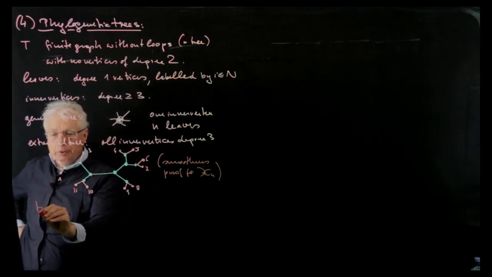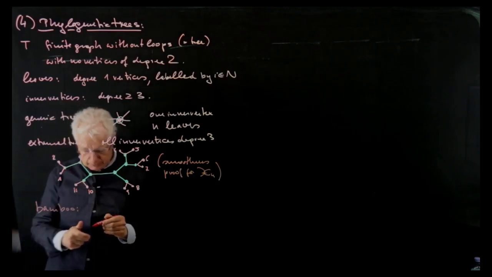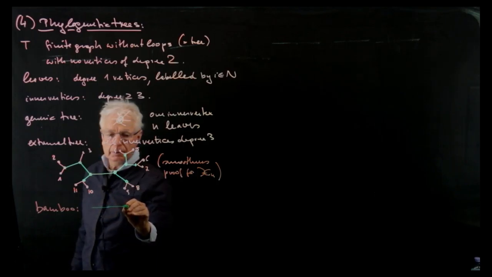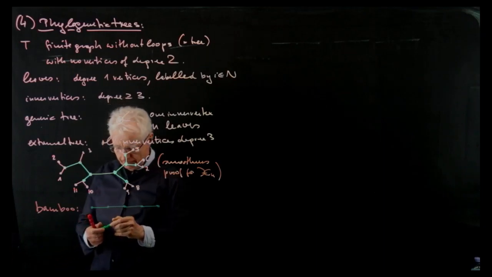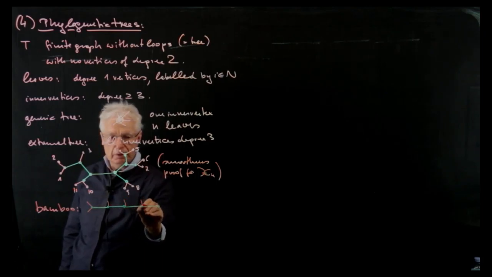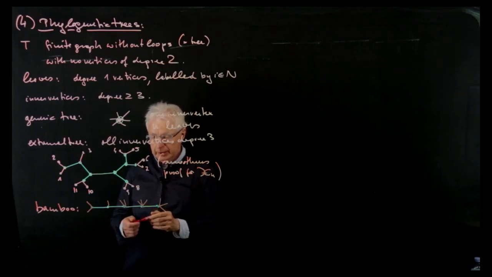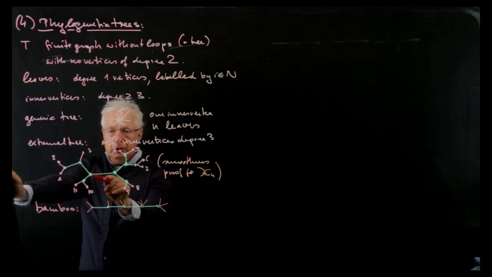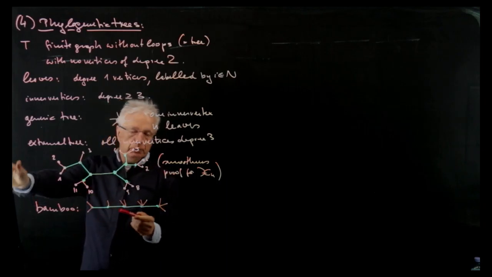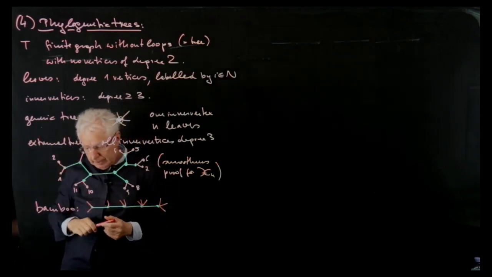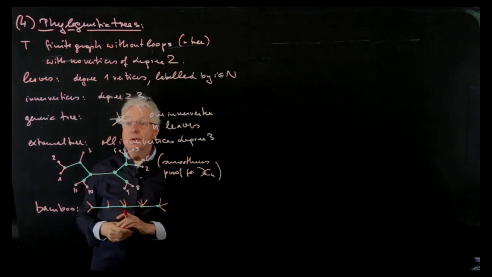Then we have the concept of bamboo. So that's just a stick. So you have no bifurcations with inner edges, and then you may have any number of leaves. Okay? These green edges here are called the inner edges, and the red ones you could call outer edges, and the leaves are attached to a unique inner vertex. Okay? So we will have some operations on these trees.